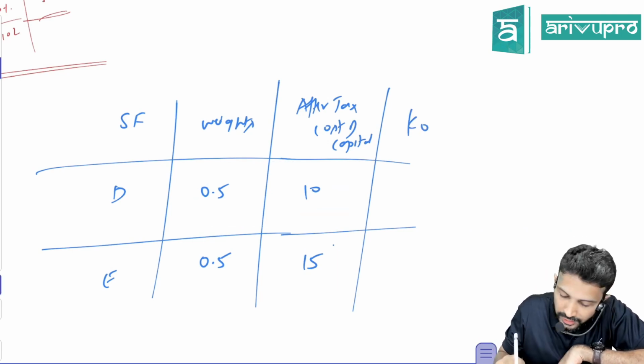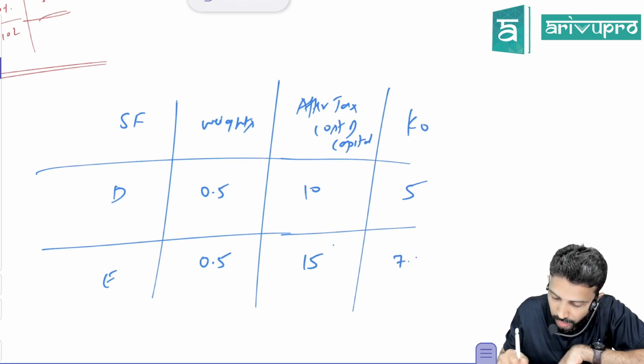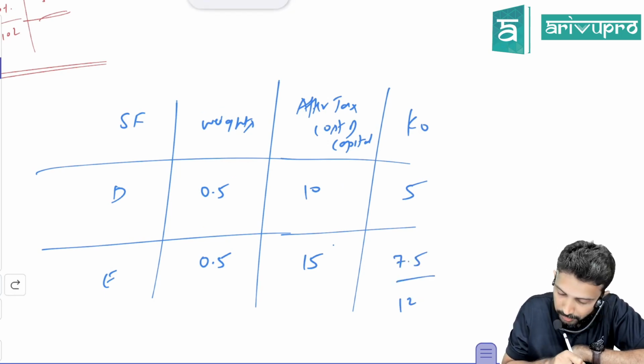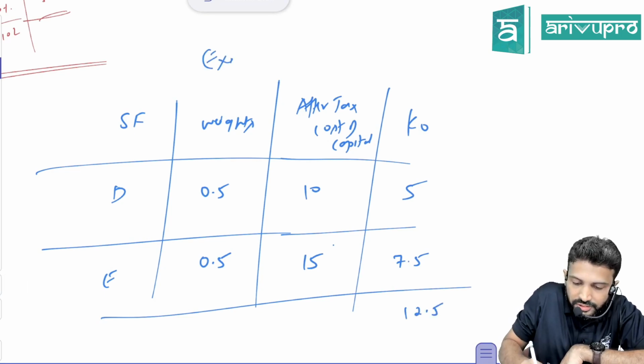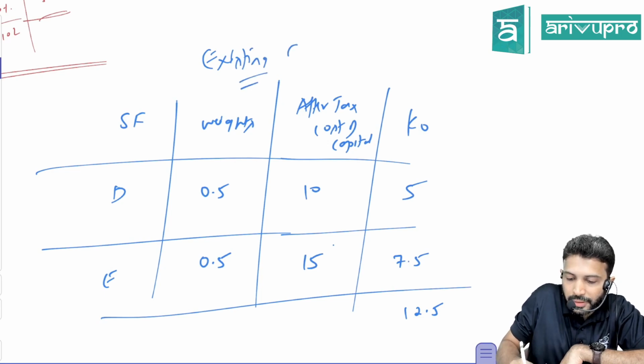These two multiplied give 5. These two multiplied give 7.5, which makes 12.5. Any problem? Just some random numbers for the calculation. Done now. This is the existing capital structure.